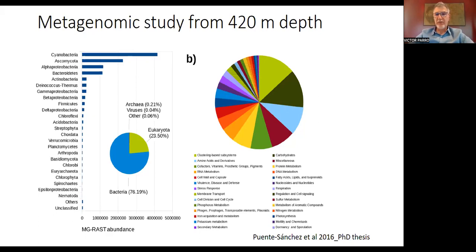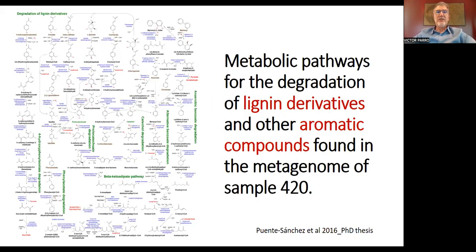metagenome somehow. Interesting pathways in the degradation of lignin or aromatic compounds were identified. You can make this map. There's a great job that was done by Fernando, one of the PhD students that did all this work. All these pathways were identified in this metagenome at 420 meters.